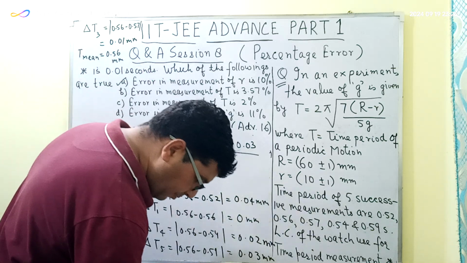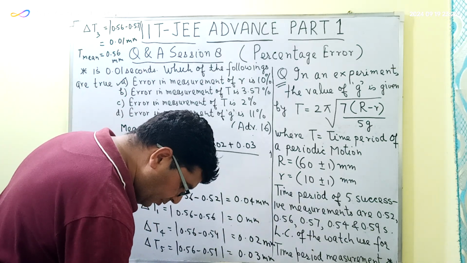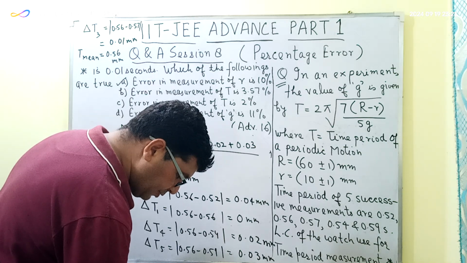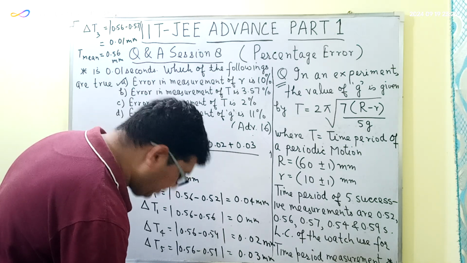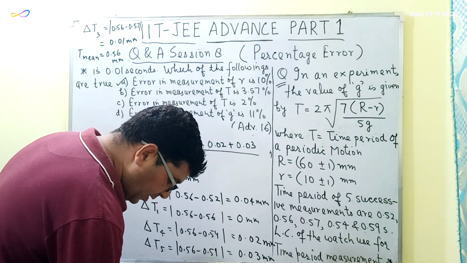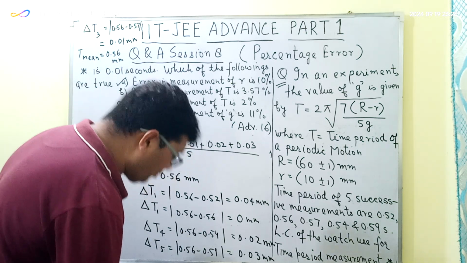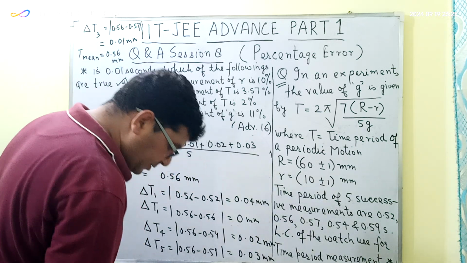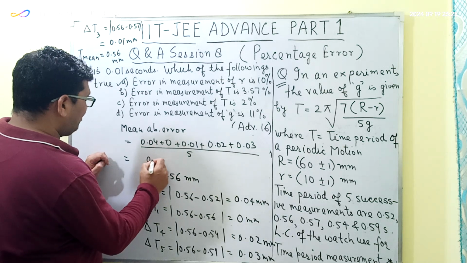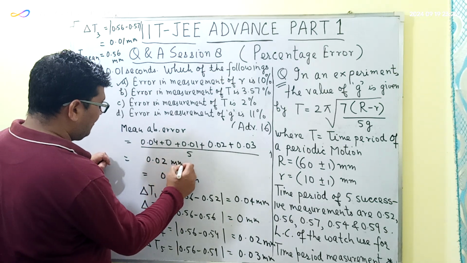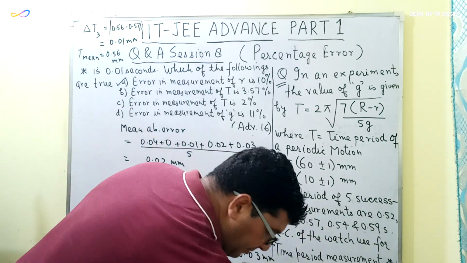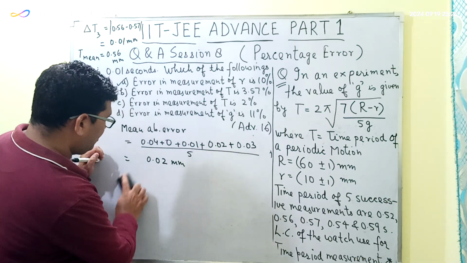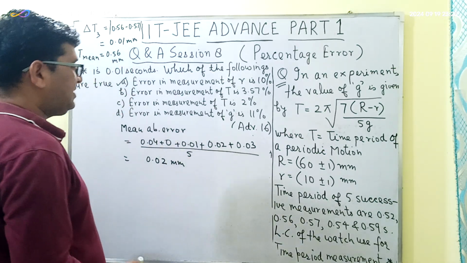So this is equal to 0.04 plus 0 plus 0.02 plus 0.03 plus 0.01. This is equal to 0.1, and 0.1 divided by 5 is equal to 0.02. So the mean absolute error is equal to 0.02 mm. Now the next step is we have to find the percentage error in the measurement of t.